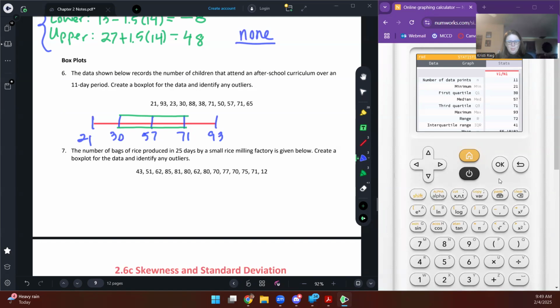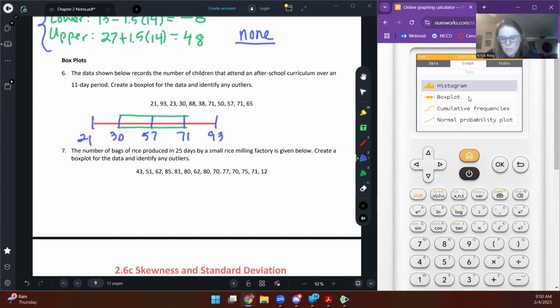Now, this is called a box plot because we have the box in the middle and then we have the whiskers. Right now I'm on stats, which is the numbers, the answer, the calculations. If I go to graph, which is the pictures, I'm looking for a box plot.